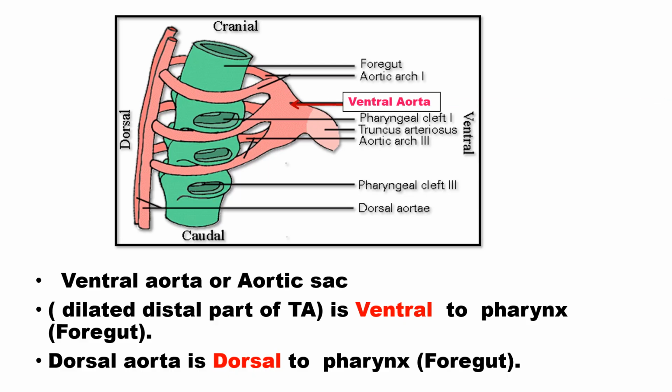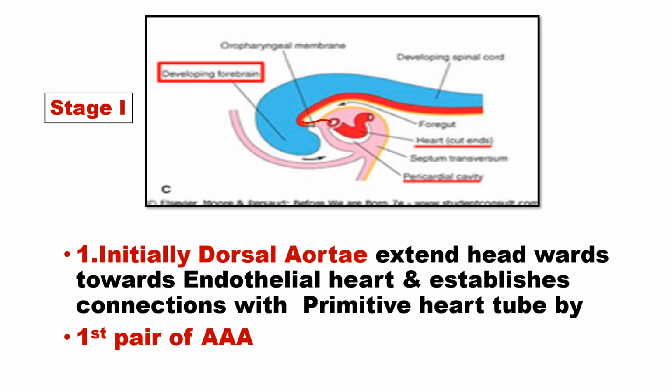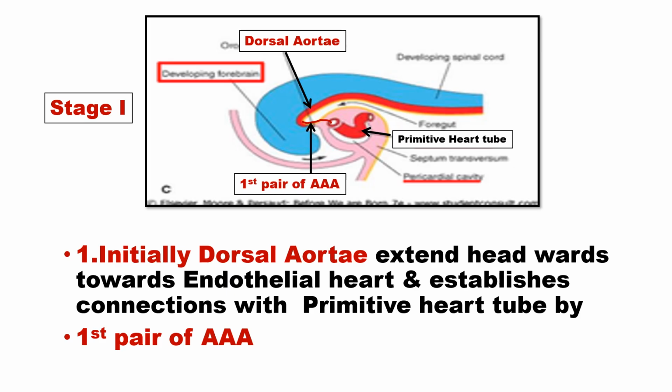So, ventral aorta or aortic sac, the dilated distal part of the truncus arteriosus, is ventral to the pharynx or the foregut. Dorsal aorta is dorsal to the foregut. Initially, the dorsal aorta extends headwards towards the endothelial heart tube, or the primitive heart tube, and establishes connection with the primitive heart tube initially with the first pair of aortic arch arteries.